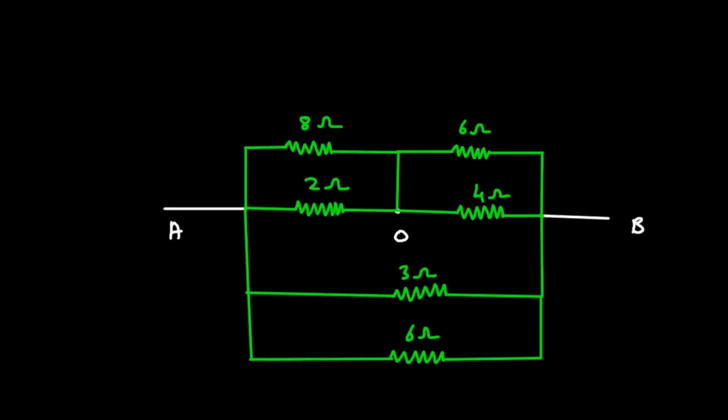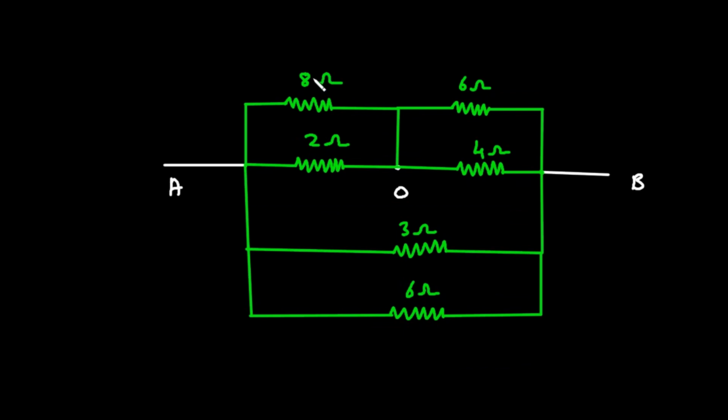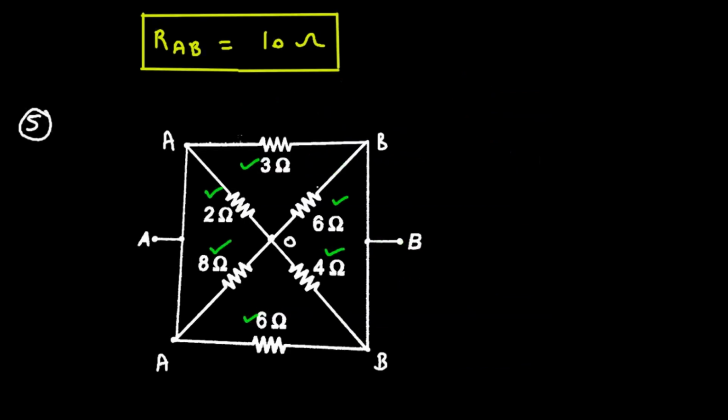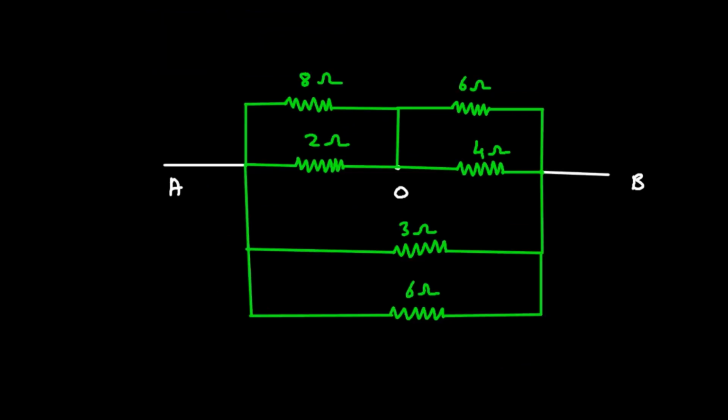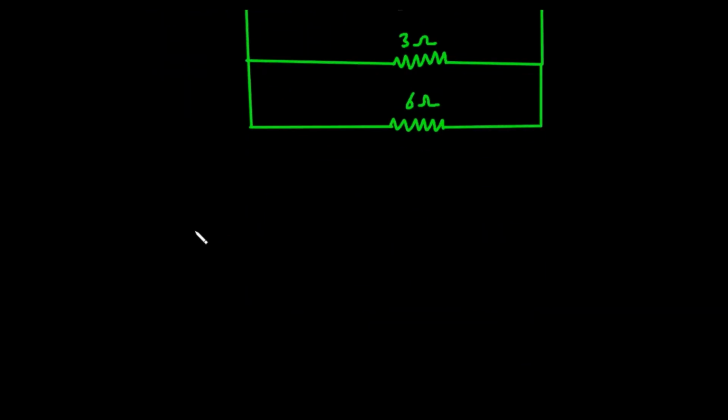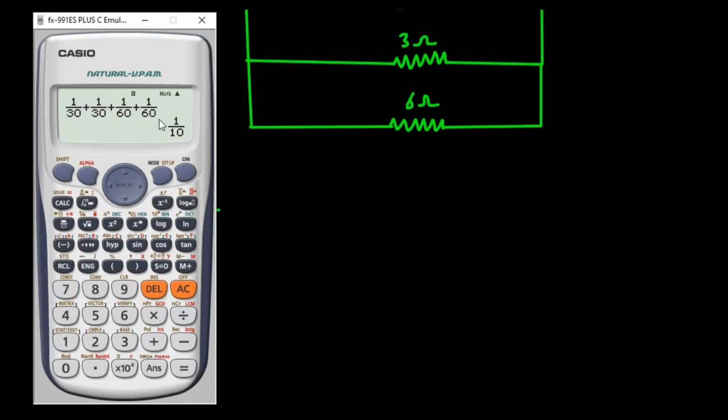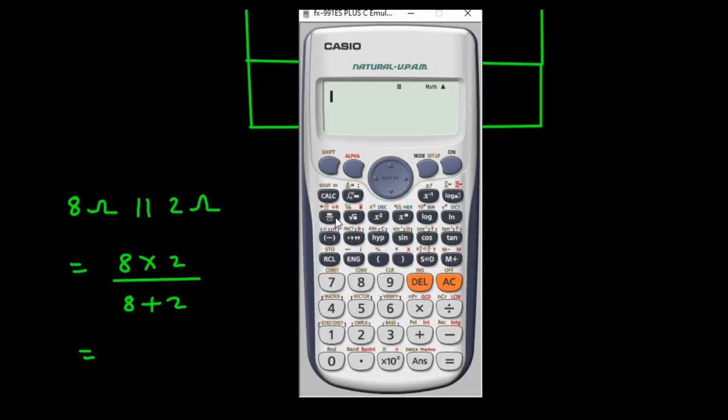Now let's simplify this. Here we can see this 8 ohm and 2 ohm, they are connected in parallel. So let's solve this. 8 ohm parallel with 2 ohm will be simply 8 into 2 divided by 8 plus 2. And if we solve this, we get 8 into 2 divided by 8 plus 2, so it is simply 1.6 ohm.